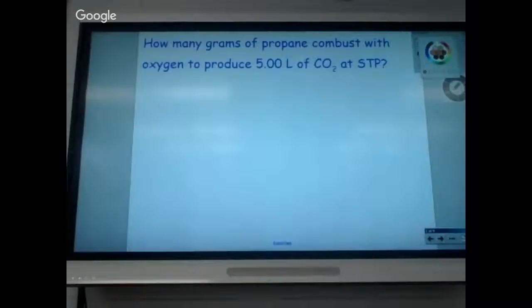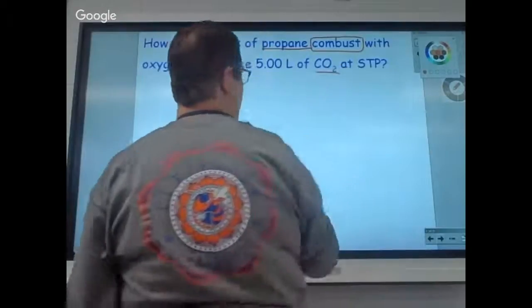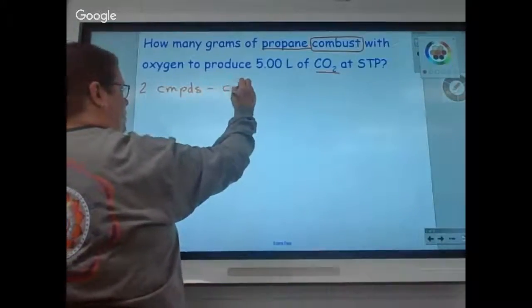Now, how many grams of propane? So, when we do this, a lot of you are going to look at this question, and it's going to look exactly like it did on the quiz today. Okay? It says STP, it asks for grams, you got a volume. It looks very similar to question number 3 on the quiz. What's different about this one than question 3? It says combustion. This one is different because it uses the word combustion, it has propane, and it has CO2. There are 2 compounds.